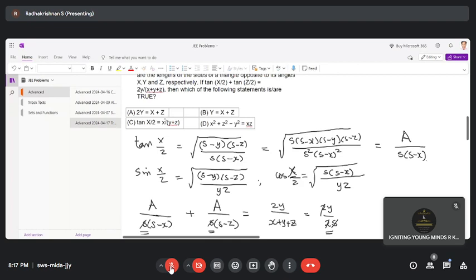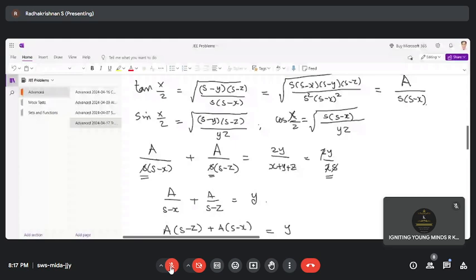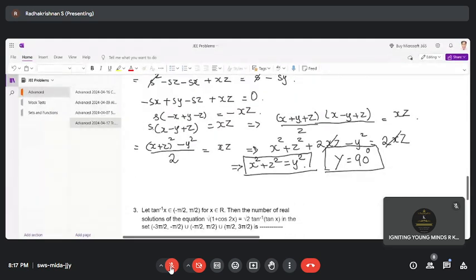No, that cannot be true, because 2Y is already 180 degrees. X plus Z cannot be 180 degrees, right? Because Y is 90 degrees, the remaining two angles add up to 90 degrees. So Y equal to X plus Z is true, since X plus Z is 90 degrees and Y is 90 degrees. So A is not true, B is true. That way we can easily conclude. Write it down.